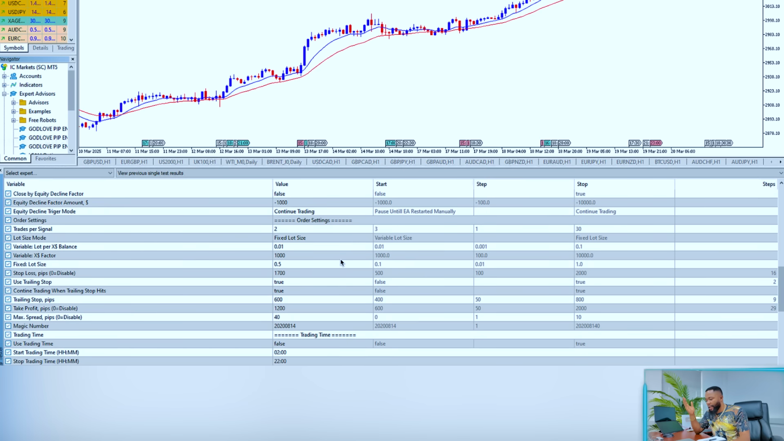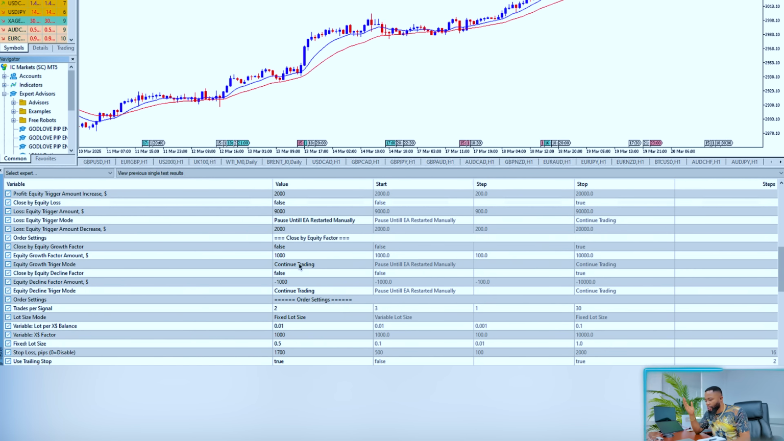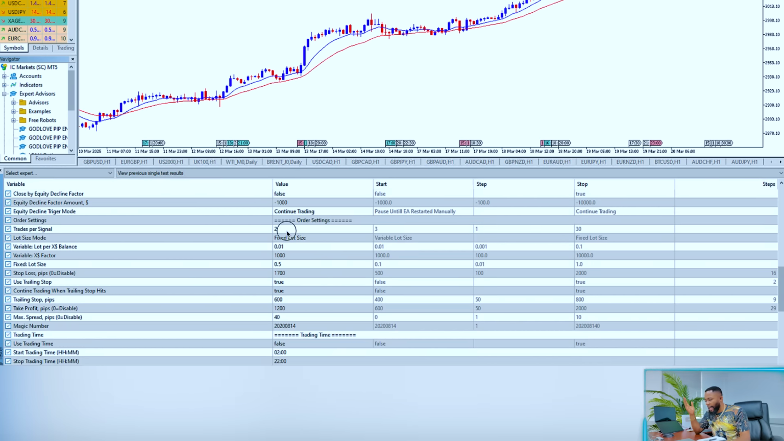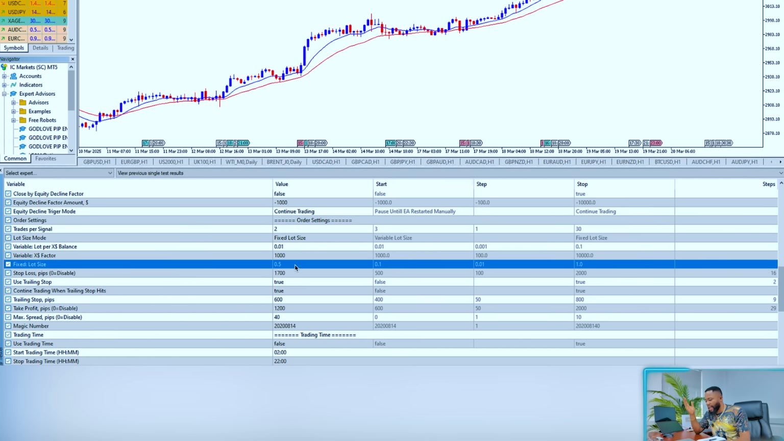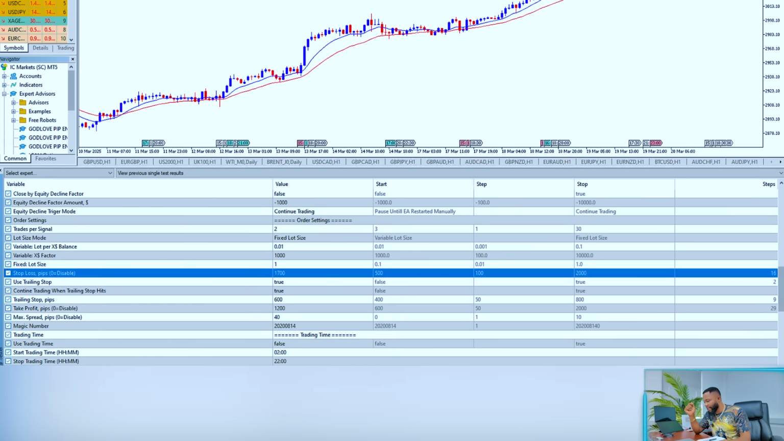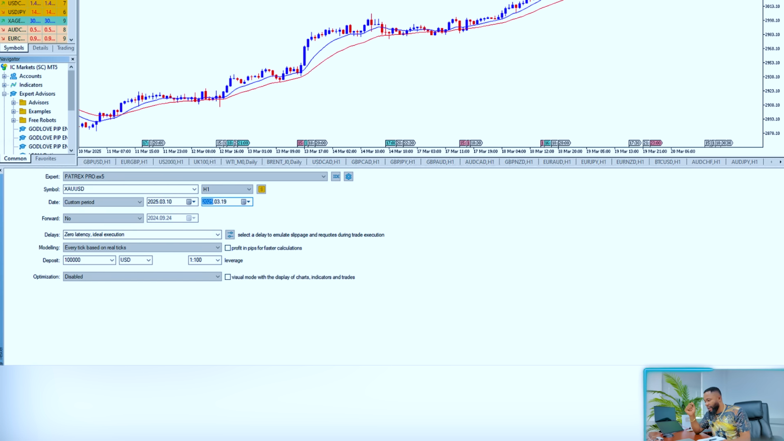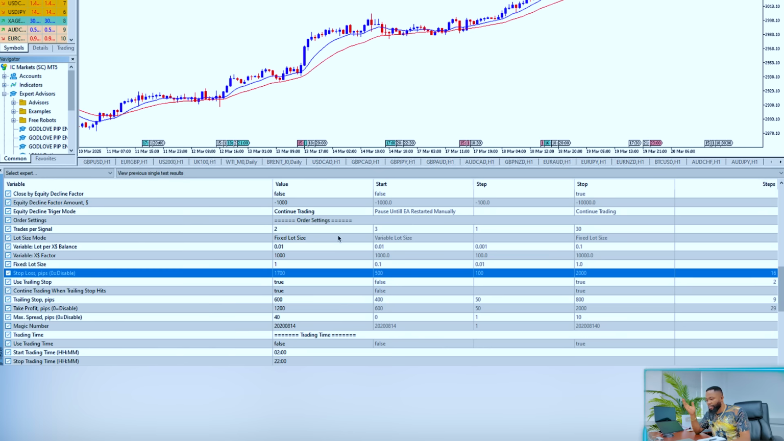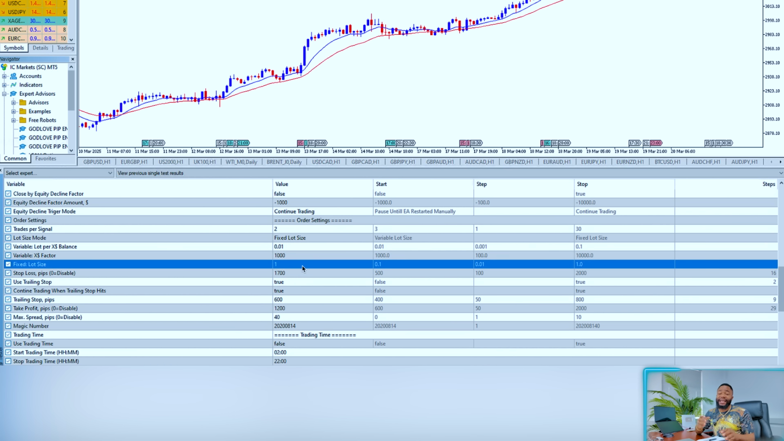Let's see. I'm going to use trade per signal 2 lot size. Let's just use 0.5 lot size. Let's not over risk. Or if you want to risk too high, maybe since this is 100K, let's see how much we have here. We have $100,000. So we can maybe put 1 lot size and we backtest and see what would have happened within that period of time. So are you guys ready for us to see what would have happened?